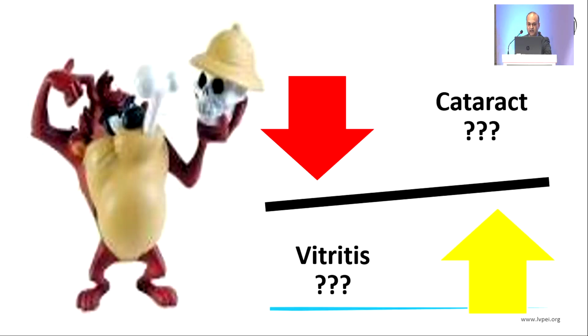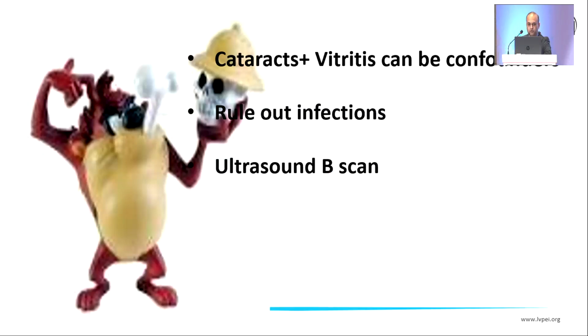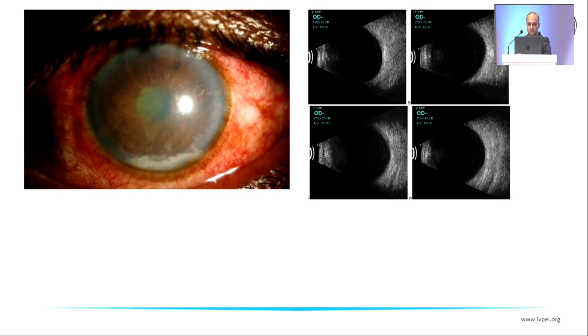Often your cataract may also be confounded by the presence of an underlying vitritis, and those are cases where you need to tread with caution, because you may have an underlying infective uveitis occurring concurrently. So rule out infections, and ultrasound B scan becomes extremely important in preoperative assessment of these patients. So this was a patient who had a hypopyon and activity, obviously not a candidate for a cataract surgery at this point of time, but the ultrasound was otherwise fine.